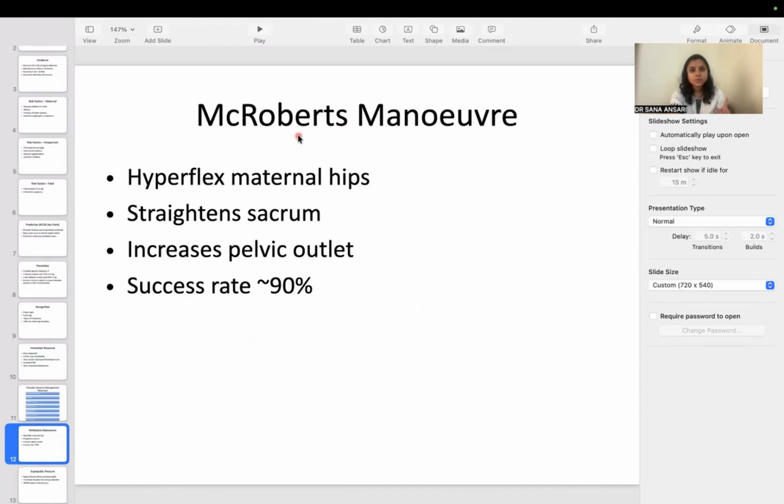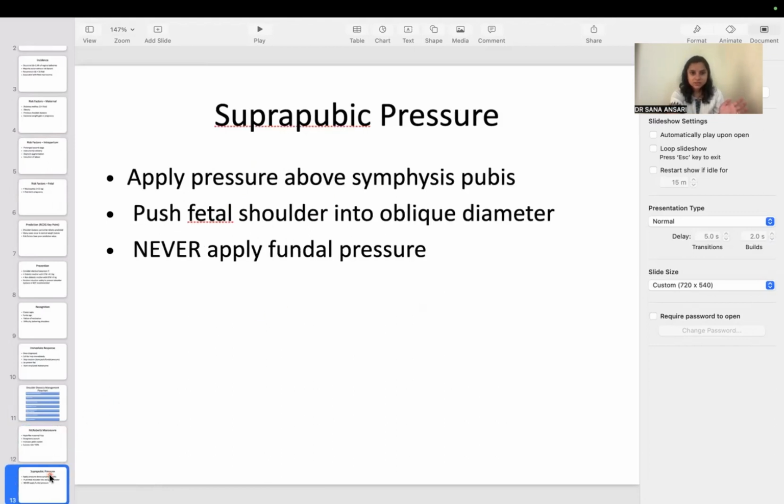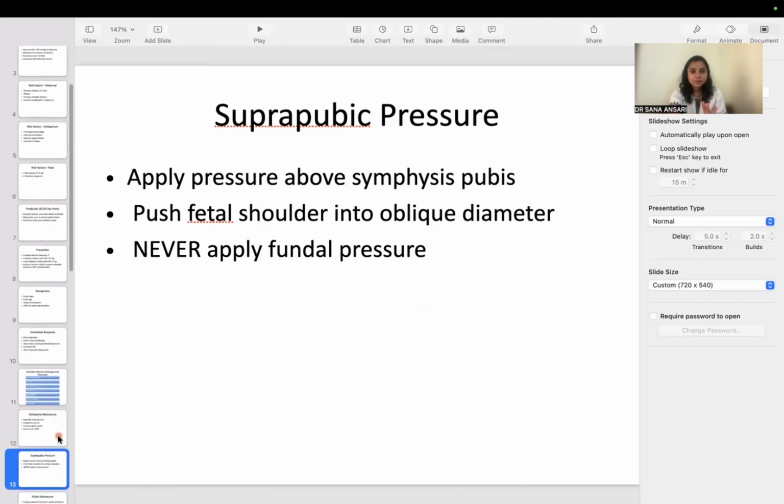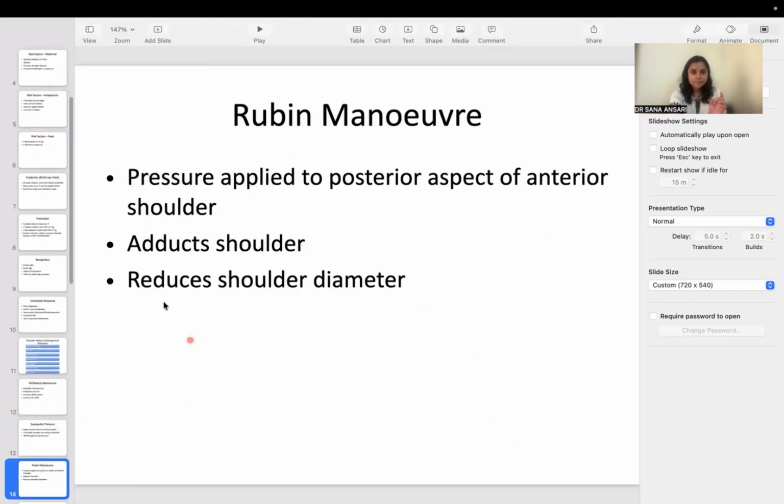Now, the first important maneuver is McRoberts. Here we hyperflex the maternal thighs. We are increasing the pelvic outlet diameter by straightening the sacrum. The success rate is 90%. Along with this maneuver, we apply suprapubic pressure just above the pubic symphysis. This usually pushes the fetal shoulder into the oblique diameter, and we never apply fundal pressure, as I told before.